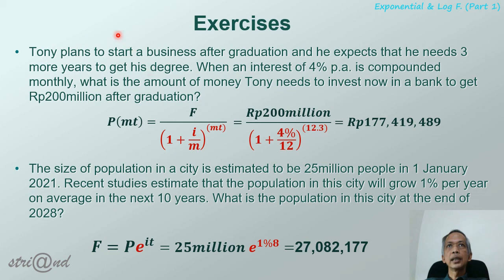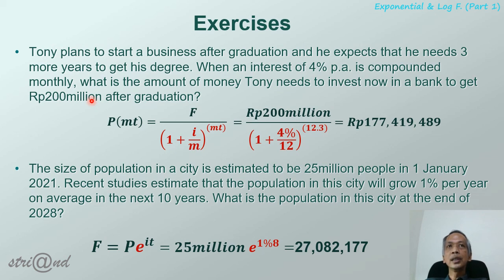We have two exercises in this slide. Let's see the first one. Tony plans to start a business after graduation, and he expects that he needs 3 more years to get his degree. When an interest of 4% per annum is compounded monthly, what is the amount of money Tony needs to invest now in a bank to get 200 million rupiahs after graduation? So we are expected to find the present value, because it is asking what is the amount of money Tony needs to invest now. So this is the money after 3 years. So this is the future value.